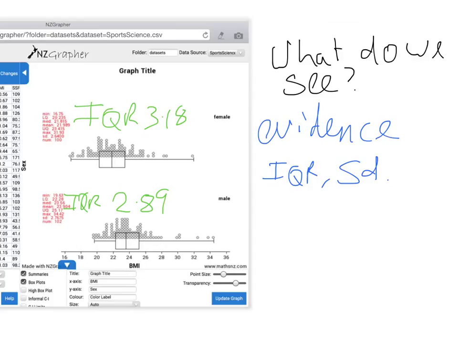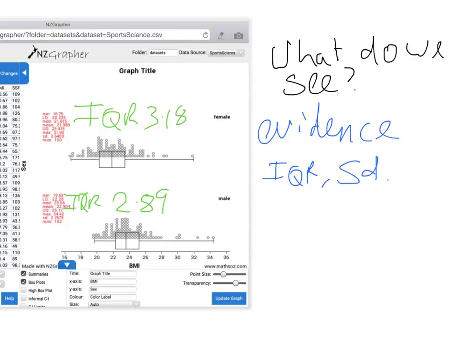Now, in this case here, which one do we think is more spread out? Well, actually, they're roughly equally spread out. The female data has a higher interquartile range than the male data, but the male data has a higher standard deviation. Now, that doesn't actually happen that often, that they're the opposite way around. So in this case, we'd say really neither of them is more spread out than the other.